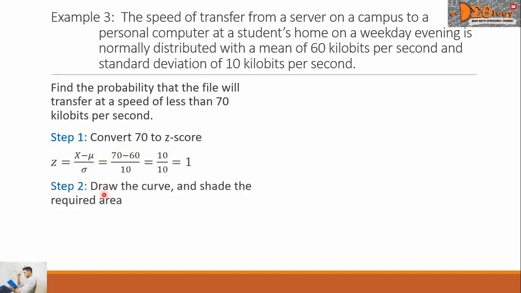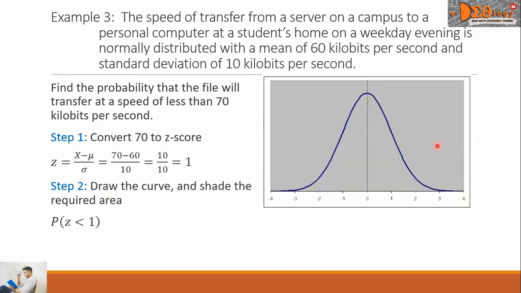For step 2, we will draw the curve and shade the required area. By the way, this problem less than 70 correspond to the probability that z is less than 1. Drawing the normal curve now, and let us identify the z, which is 1, and it's here. When we say z is less than 1, we mean that the other half of the curve is included.